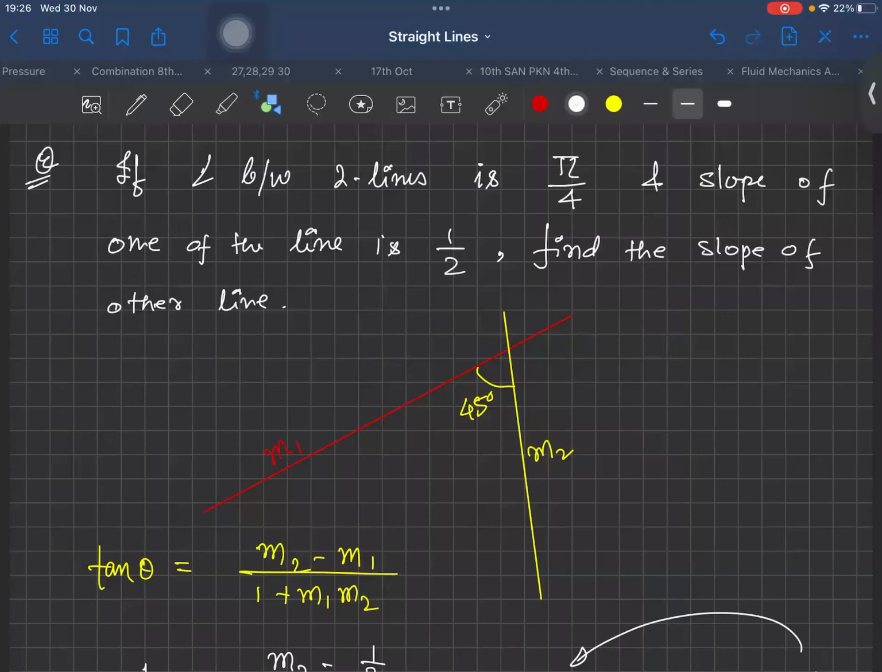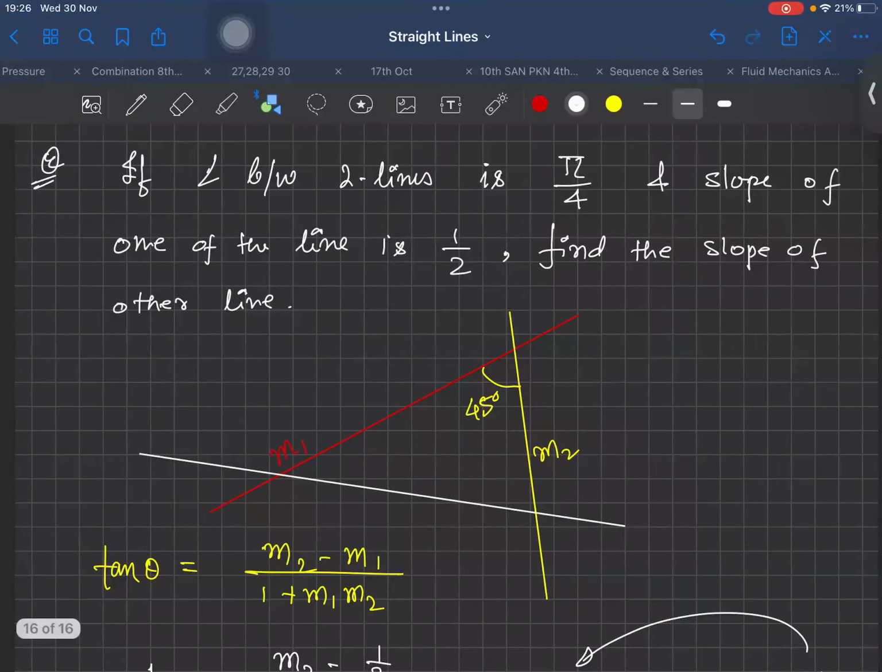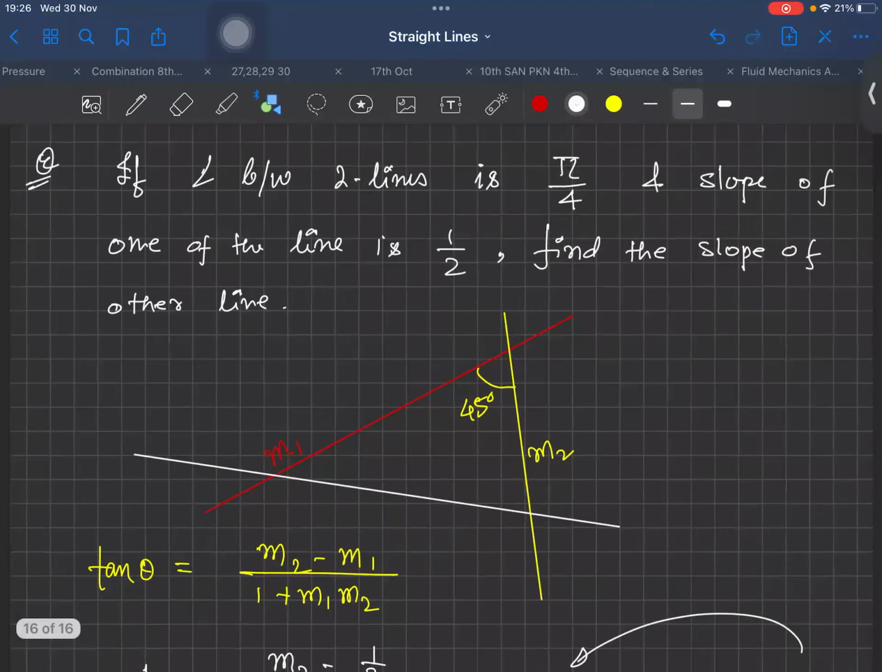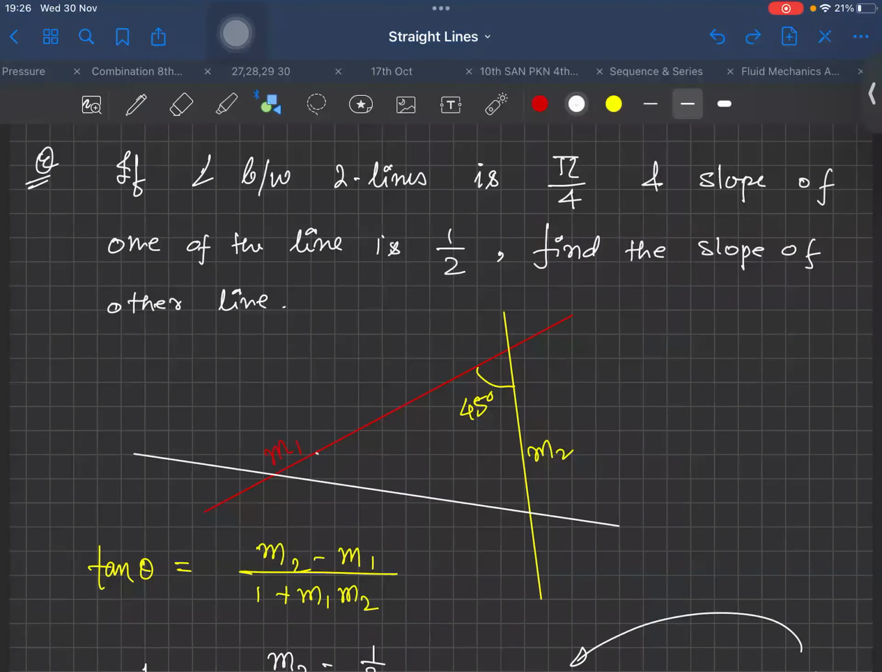See, can it be intersected like this? Can it not be intersected like this? Yes, it can be intersected like that, no? So that time you will be finding this. This is given 45 degree. In that case, it is given 45 degree. So how come we'll be able to find two slopes using one equation?